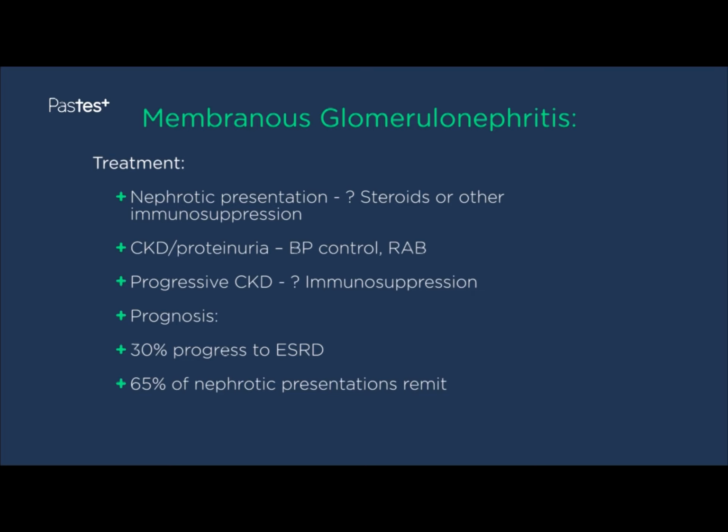There have been trials that have showed some benefit with chemotherapy, namely the Ponticelli regime that you may have heard of, which was chlorambucil and steroids. However, these results have not been replicated in other studies, and the jury is still out on what the most appropriate treatment is. In terms of prognosis, 30% of patients with membranous glomerulonephritis will progress to end-stage renal disease. However, 65% of those patients presenting with nephrotic syndrome will remit, either with steroids or spontaneously.